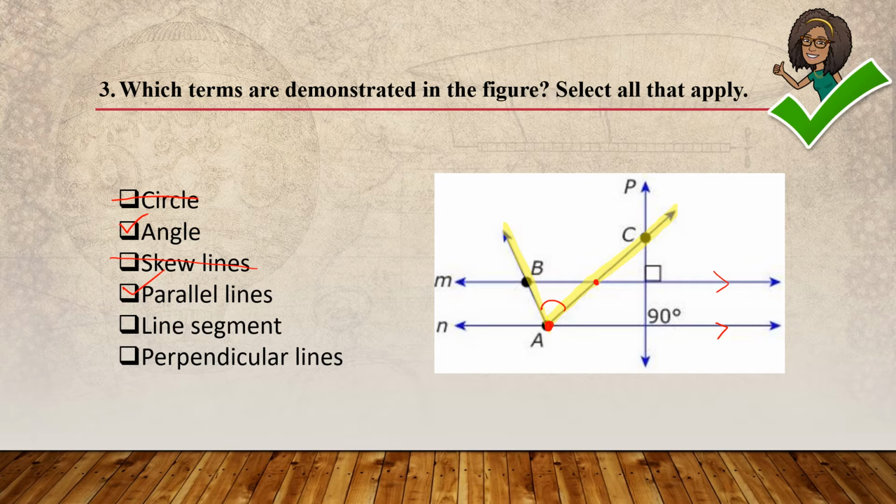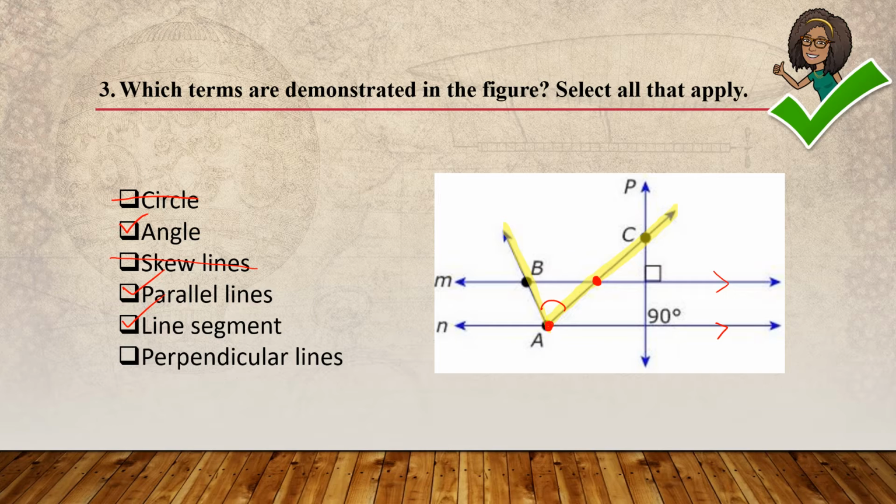Line segment. Remember, a line segment has two endpoints with points in between. So we do have a line segment AC, and I can identify a point in between AC right here. And we do have a line segment AB as well. So yes, we have line segments in this figure.